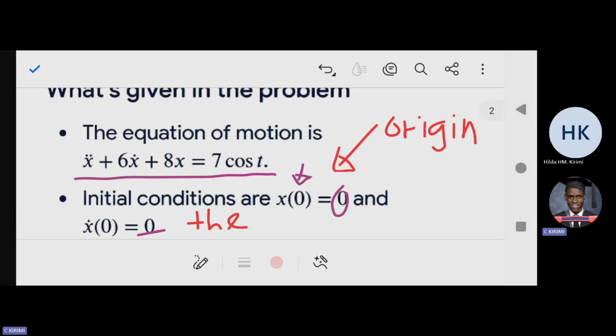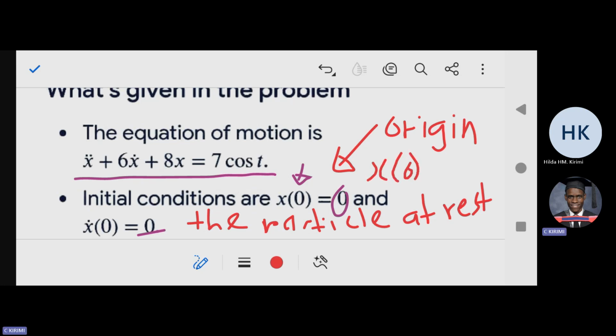If the displacement was not at origin, then you will know that x of 0 was at some point which is not origin, maybe 5 meters or 6 meters. Then you will know your initial condition, x at 0. What was the displacement? 6, if you are given that case. But in our case, we were told it's at origin.